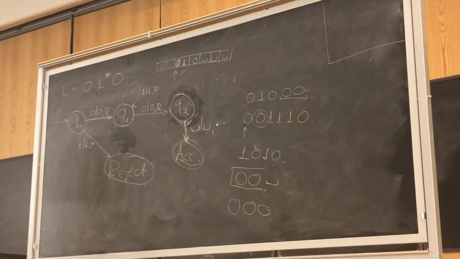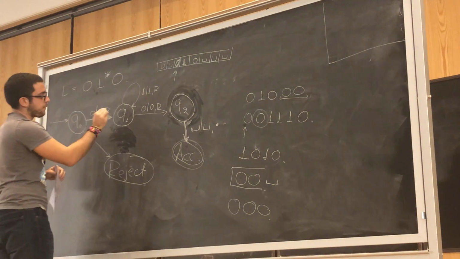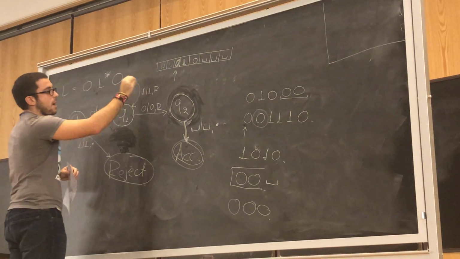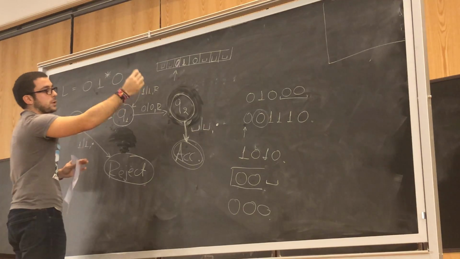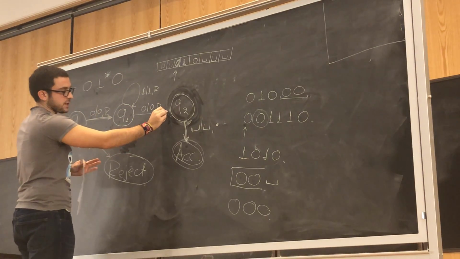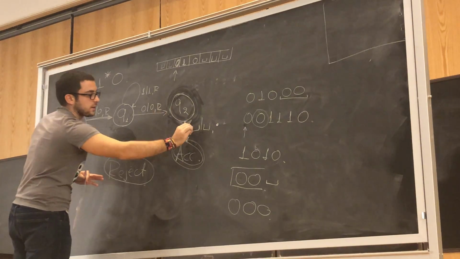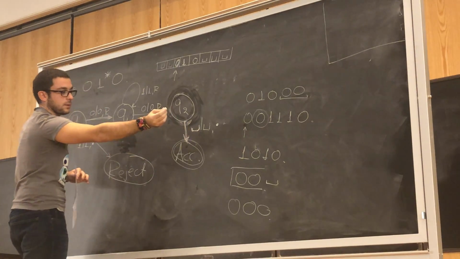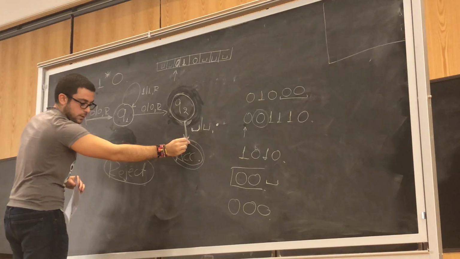So, I read my first zero. I read the number once. It could be zero. And I read my last symbol, which was a zero. And after that, my tape was empty. So I accept this thing.